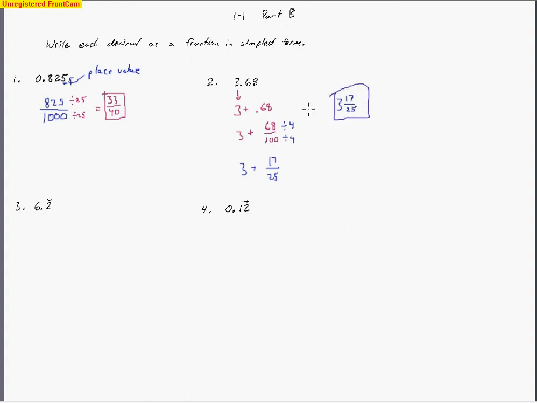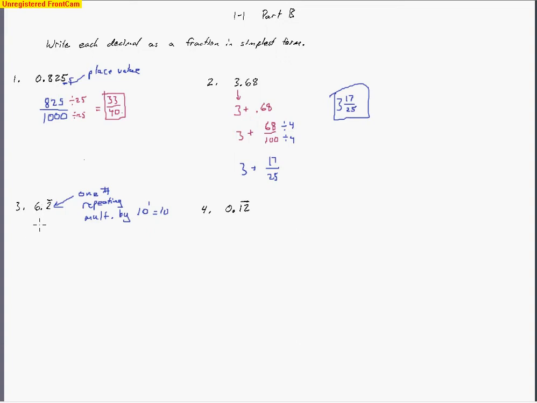Now let's take a look at the next one. This is a little bit tougher concept here because now we're dealing with a repeating decimal. And so whenever we deal with a repeating decimal, what we want to do is first note how many numbers are repeating. Now there's only one number repeating here. And so if there's only one number repeating, that means we're going to end up multiplying by 10 to the first power, or just 10. And so you'll see what I mean in just a moment here.